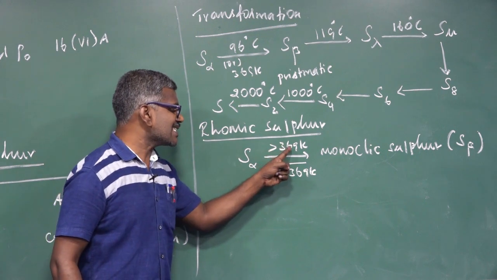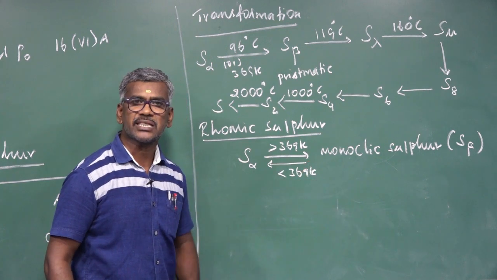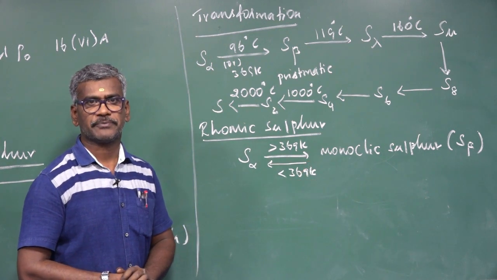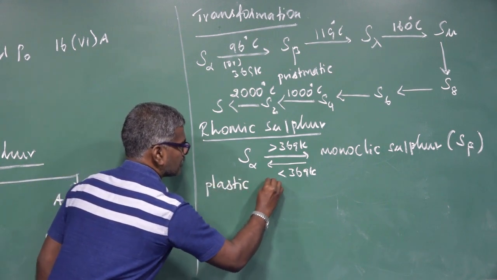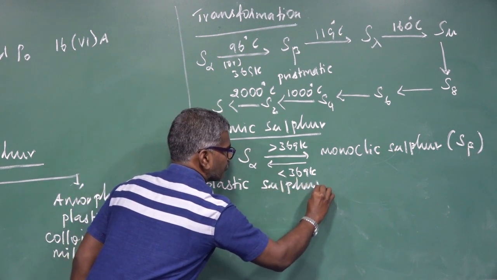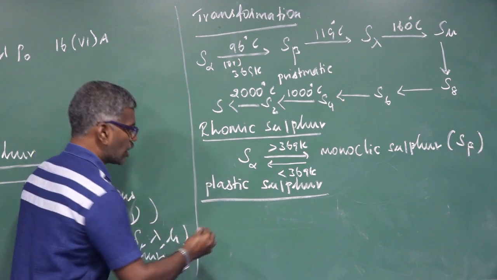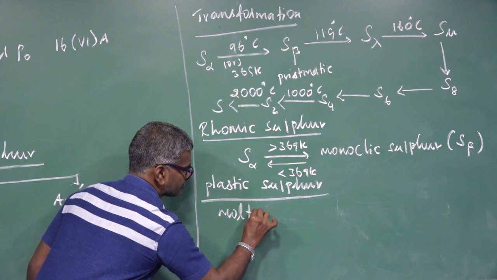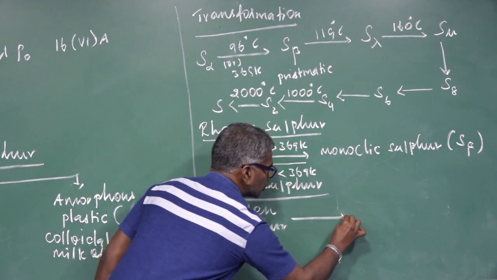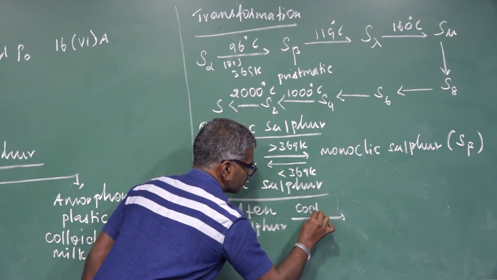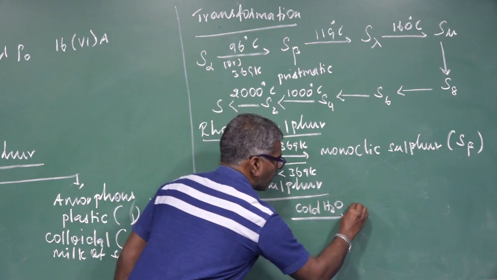At 369 Kelvin, both sulfurs coexist; this is the transition temperature. Another one, plastic sulfur. Plastic sulfur is obtained when molten sulfur is poured into cold water to form plastic sulfur.